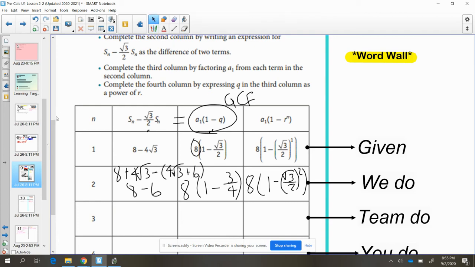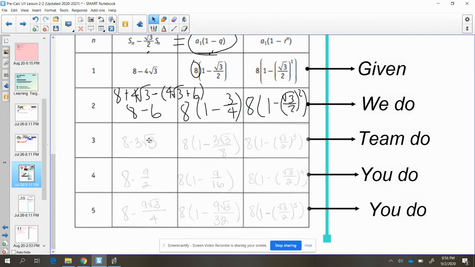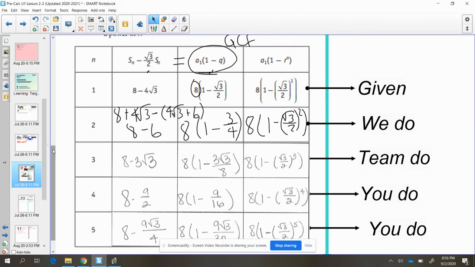Now to save us some time, I have the rest of the chart filled in, but we basically went through this process each time. Now note that all of these are equivalent to one another. So what we have here is these are each equivalent to each other, right? We just rewrote it a bunch of different ways.